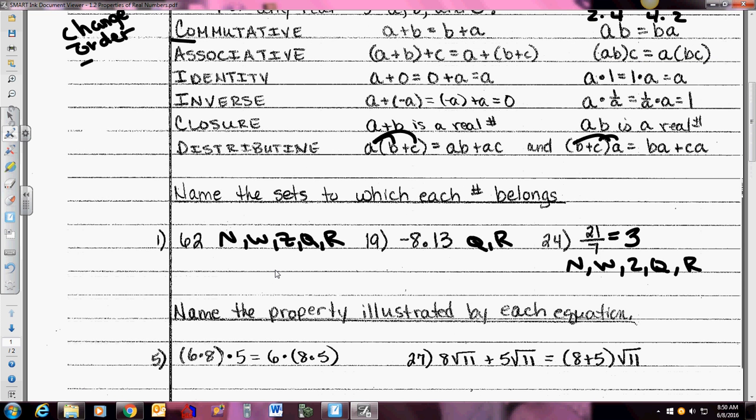So if we go back up to our properties, the associative property, this is multiplication, obviously, so we're over here. Doesn't this look exactly like this example? The parentheses moved, but everything else stayed in the same position. So this is going to be the associative property of multiplication.